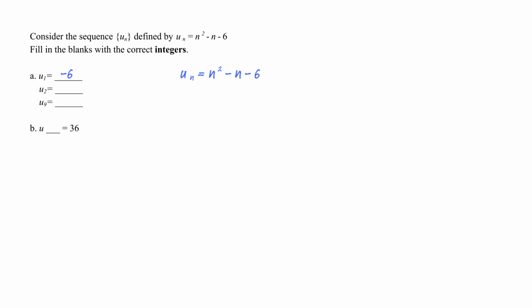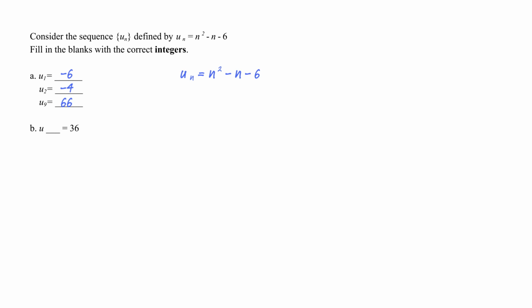Let's move to the second term, U sub 2, and replace every n with 2. U sub 2 equals 2 squared minus 2 minus 6. So, U sub 2 equals negative 4. Now, let's find the ninth term by replacing every n with 9. U sub 9 equals 9 squared minus 9 minus 6. So, U sub 9 equals 66.